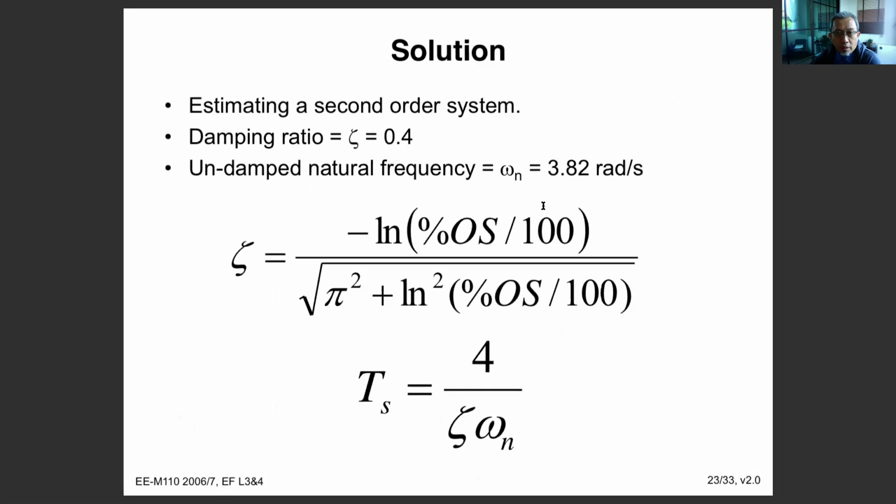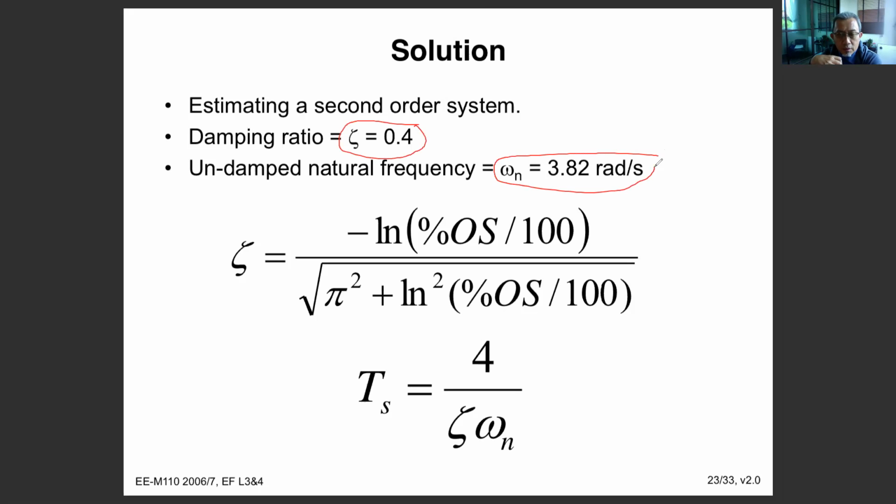Then estimate the second order system, where the damping ratio is equal to 0.4. So you have two important parameters here: zeta, which is the damping ratio, and omega n, which is the undamped natural frequency, at 3.82. So zeta is 0.4, omega n is 3.82 radian per second. So how do you get the zeta? Zeta is from the formula, which is listed here.